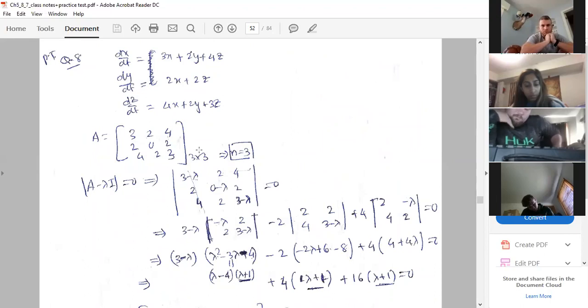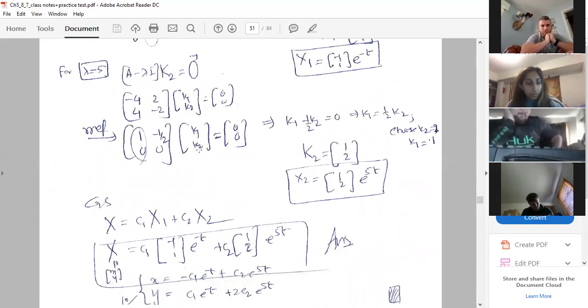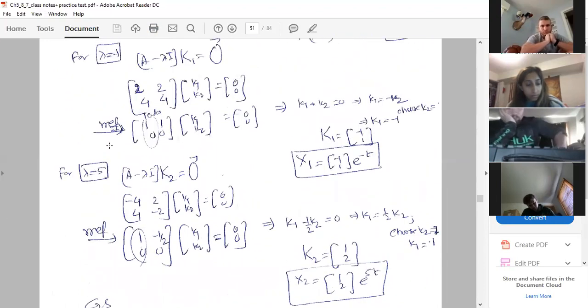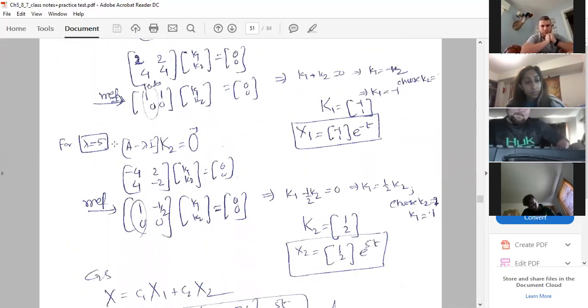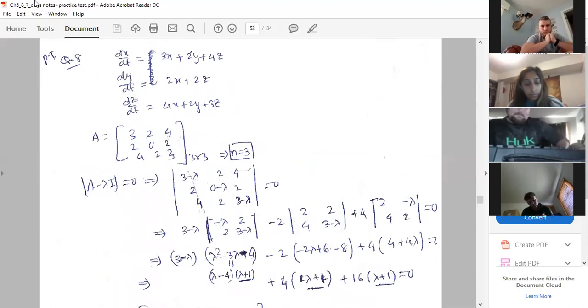dx by dt equal to 3x plus 2y plus 4z. 3 equations, 3 unknowns, right? Again, you are getting a square matrix. Make sure that you can use the system of linear equations for a square matrix. So your n here is a 3 by 3 matrix: 3, 2, 4, 2, 0, 2, because it is z. So 2, no y is there. So 2, 0, 2, 4, 2, 3. 3 by 3, and n equal to 3.